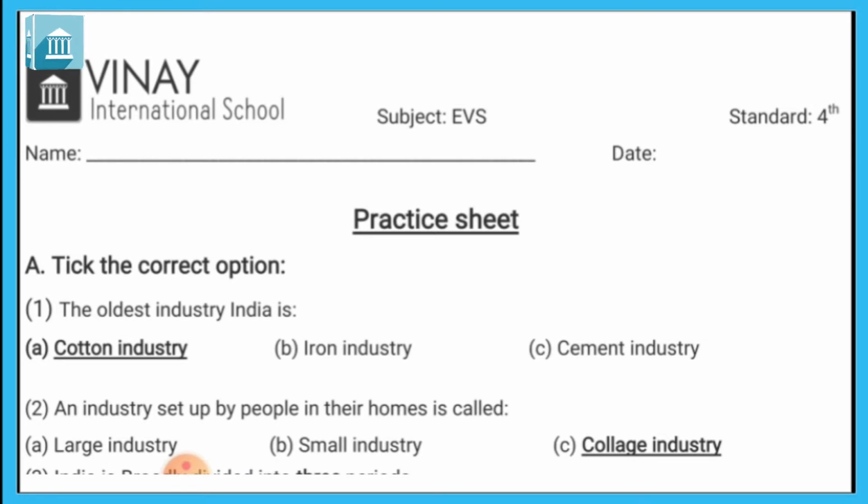First question is tick the correct option. The first is, the oldest industry in India is? A, cotton industry, B, iron industry, and C, cement industry. So the answer is cotton industry. Cotton industry was established in the year 1854. So cotton industry is the oldest industry in India.